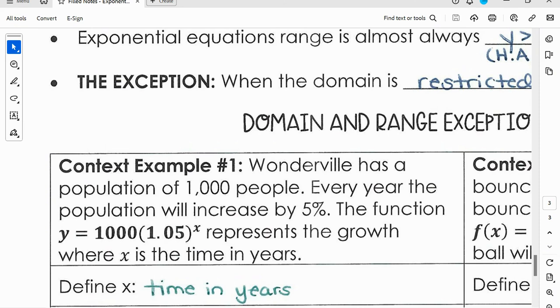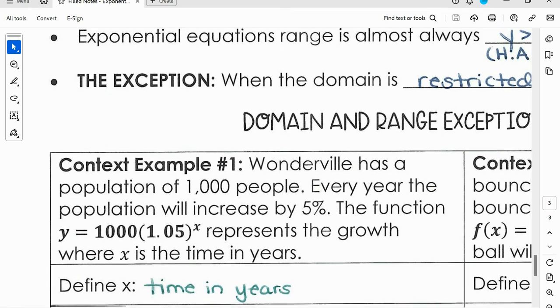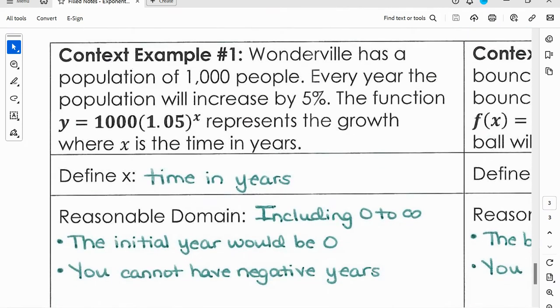Because that's our domain, we have to think about what we know about years to restrict our domain for our x values. Well, I know I cannot have negative years, as well as I know I can start at the year of 0 right now, the initial year where we have 1,000 people in our Wonderville town. So because of that, my reasonable domain is going to be including 0 to infinity here. The initial year would be 0, like I mentioned, and we cannot go to negative years.